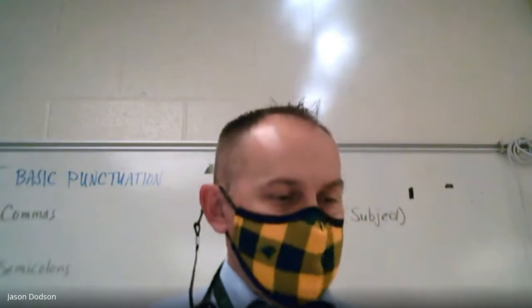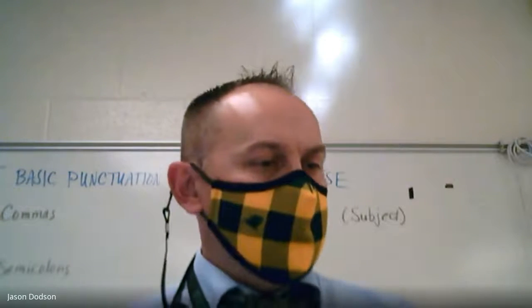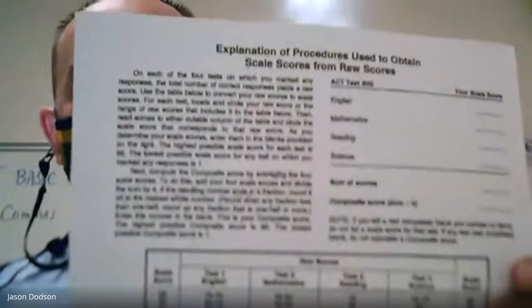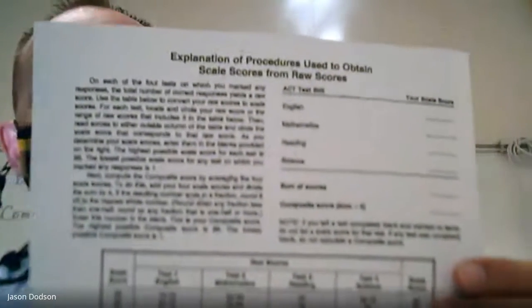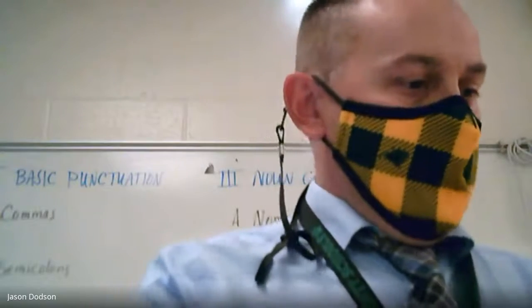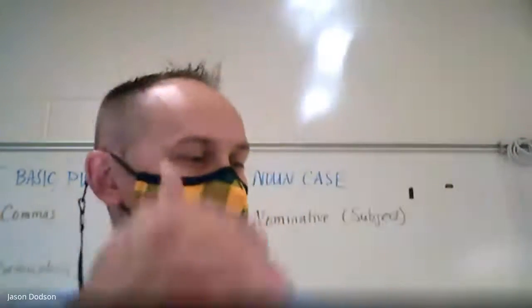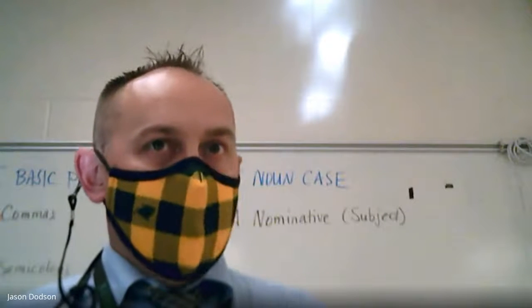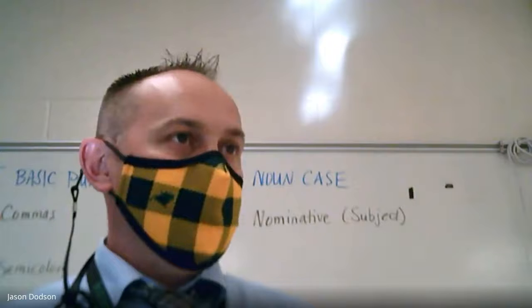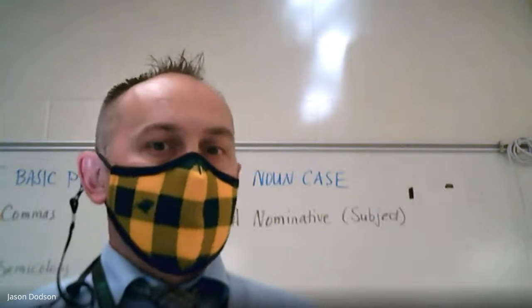If you look at the sheet that says explanation of procedures used to obtain scale scores from raw scores, it looks like this. Those of you in the Google Meet should have this in an email from me. I want you to look at the English portion. Find the column that says test 1. You have a list of numbers there that goes from 75 to 0. That's the number of questions that you answer correctly on the English portion of the ACT. The scale score tells you how that converts to the score that you earn on the ACT.